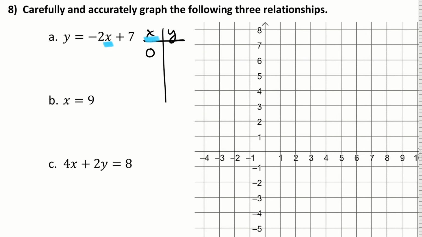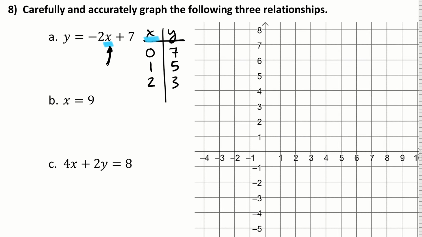If I plug 0 in, this whole first term becomes negative 2 times 0, which is 0. So I get an output of 7. So when x is 0, y is 7. When x is positive 1, I'm putting the positive 1 in for x, this becomes a negative 2, and negative 2 plus 7 becomes 5. And I'll put in one more. If I place the number 2 in there, this becomes negative 2 times 2, which is negative 4, and negative 4 plus 7 is just 3.